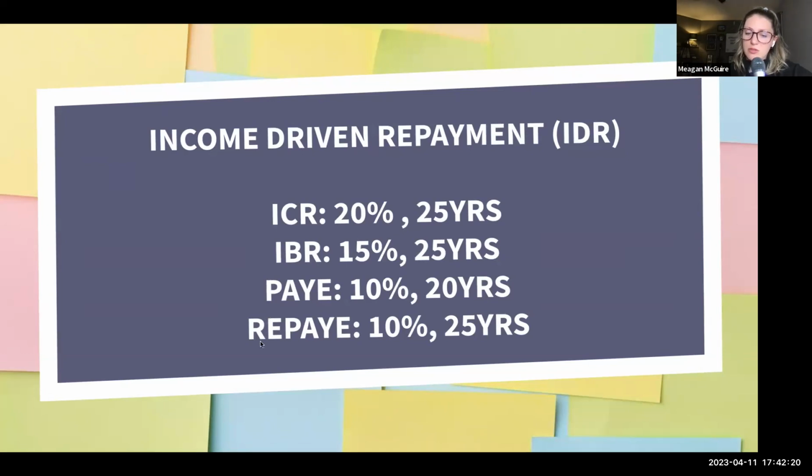But the downside to repay is that it requires you to include spousal income. So if you're married or if you're married in the future, no matter how you file taxes, they're going to ask for your spouse's income, and that's going to be calculated in your payment. So that's sometimes not a great thing if you're trying to keep the payment as low as possible, especially if you went into that relationship with the expectation that these were your loans, you're taking them over. So that's where pay becomes very attractive.